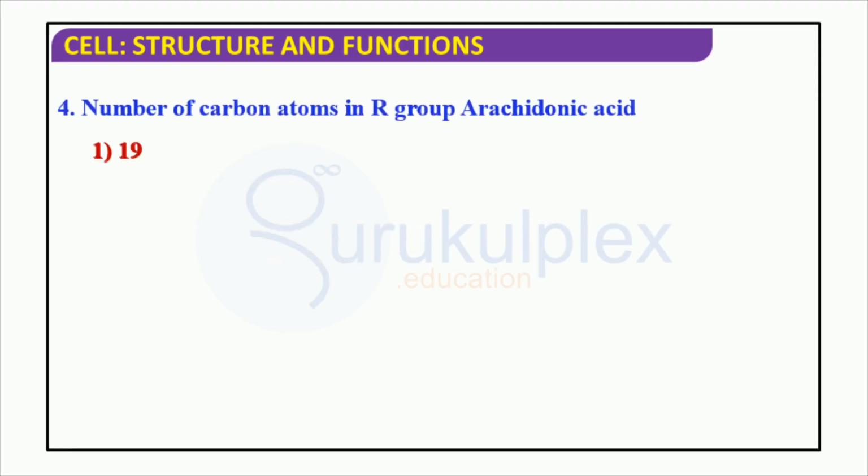R group in arachidonic acid comprises of 20 carbon atoms, making it a great source of energy for the human body. It also consists of 4 essential atoms, hydrogen, oxygen, carbon and nitrogen, that are vital for the functioning and structure of biological molecules.